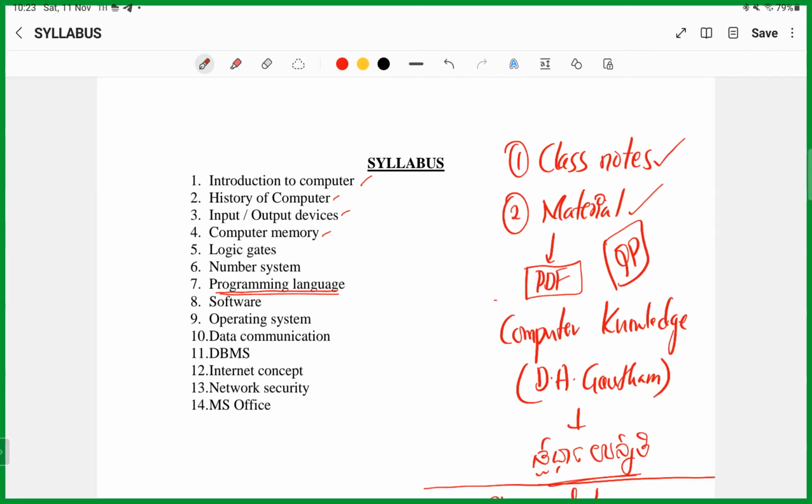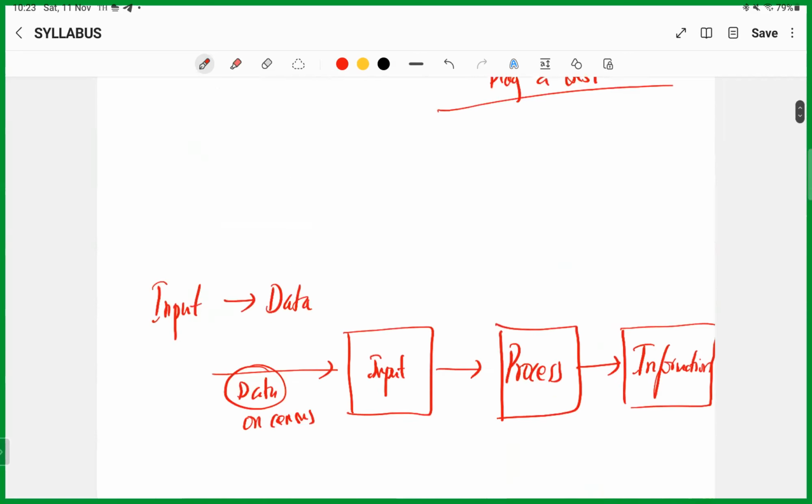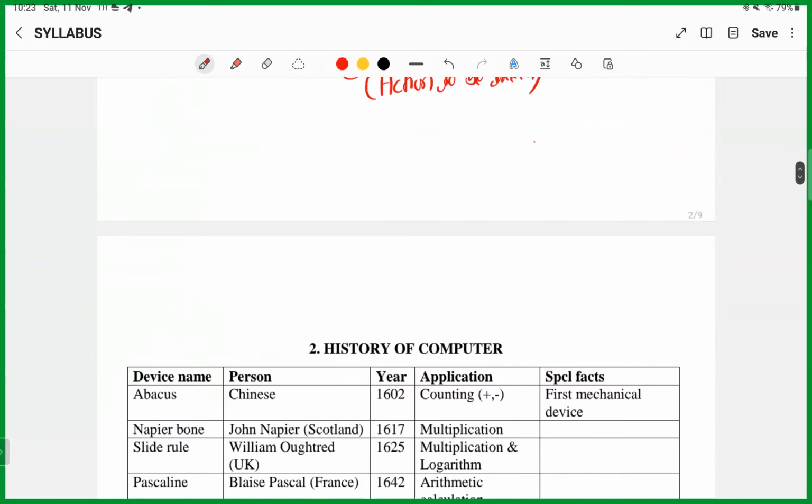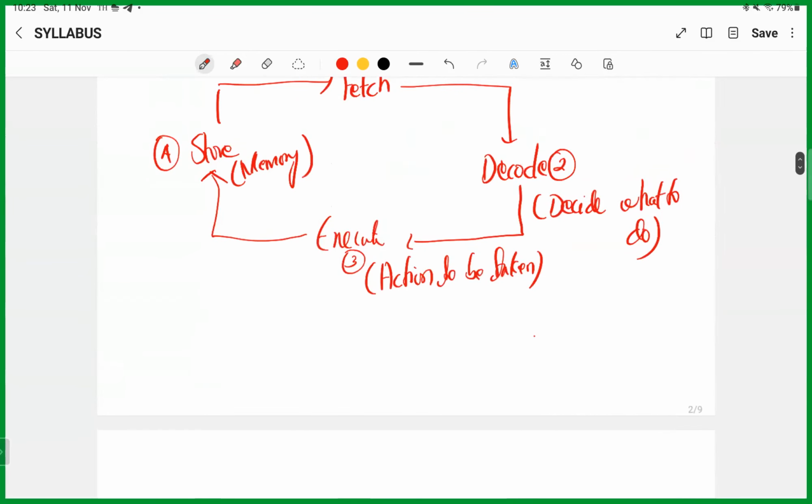So shall we move to the second chapter? Do you want to? Shall we move to the second chapter? If you want to revise, quickly revise it. Read it quickly. Okay. The second chapter, as it is given, it is history of computer. Okay, just go through. I'll give you 1 minute of time. Quickly go through whatever you have written. Revise it right now.